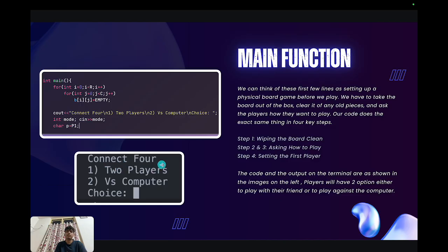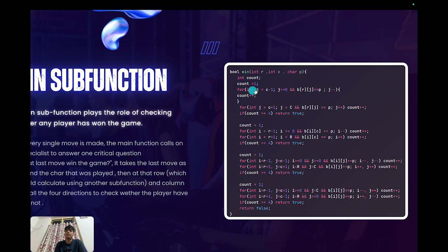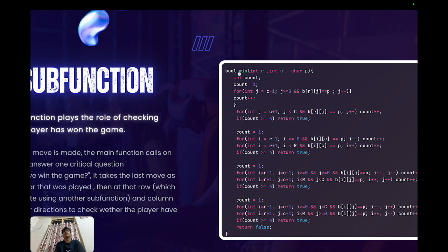This is how it appears: Connect 4, and you have a choice to play between two players or versus computer, right? And now how do we get to know if after a particular move the player has won or not? See, the win condition, as I've discussed earlier, is a bool type. What is a bool type? Bool type basically tells us true or false, yes or no. Basically after every move the computer asks one question to the compiler: did the last move win the game or not, right? How did we know that?